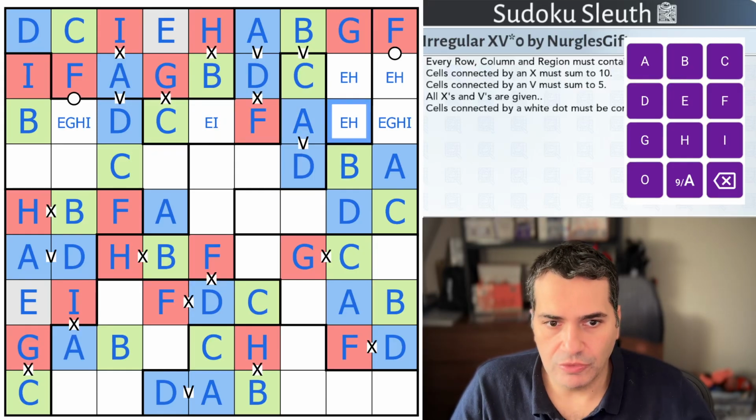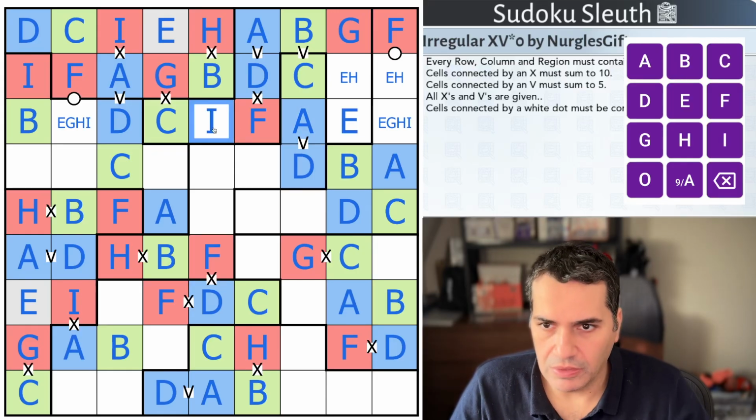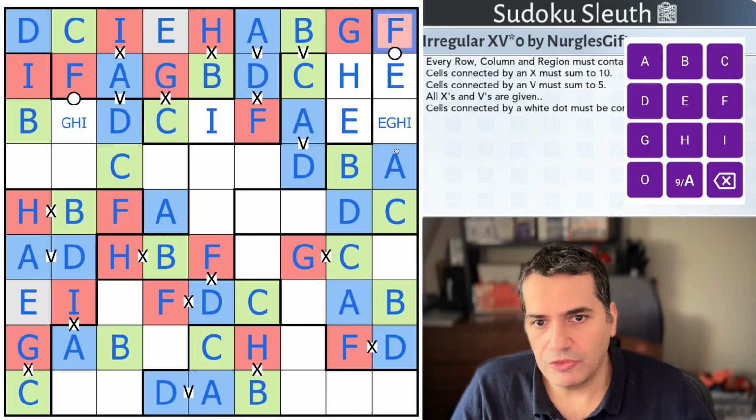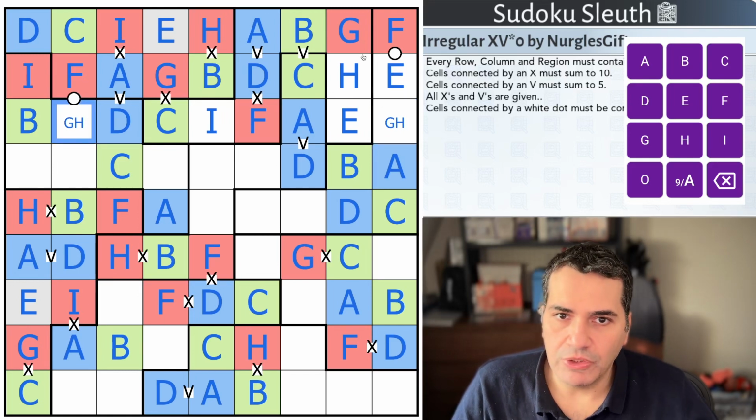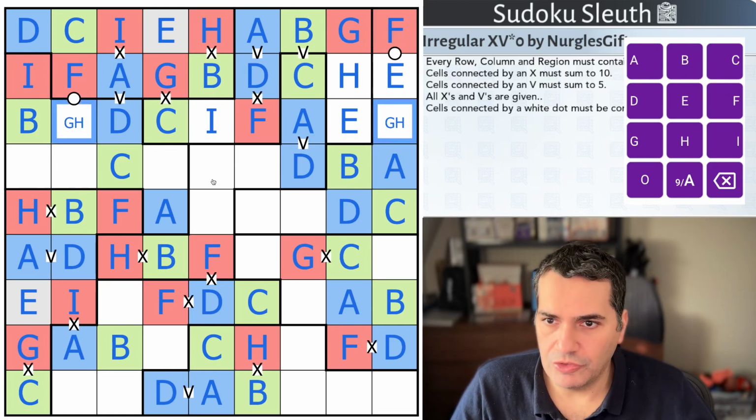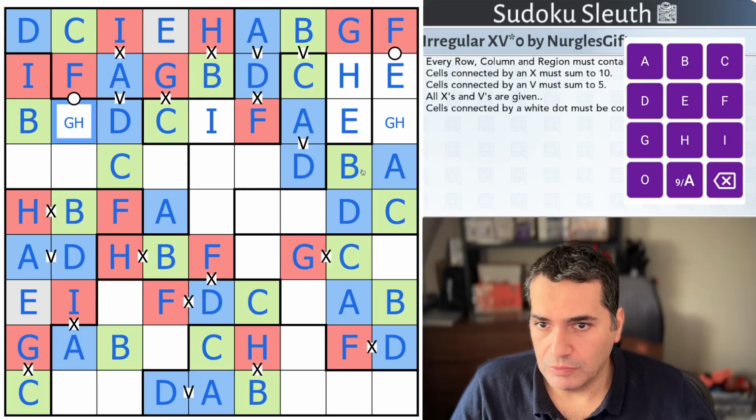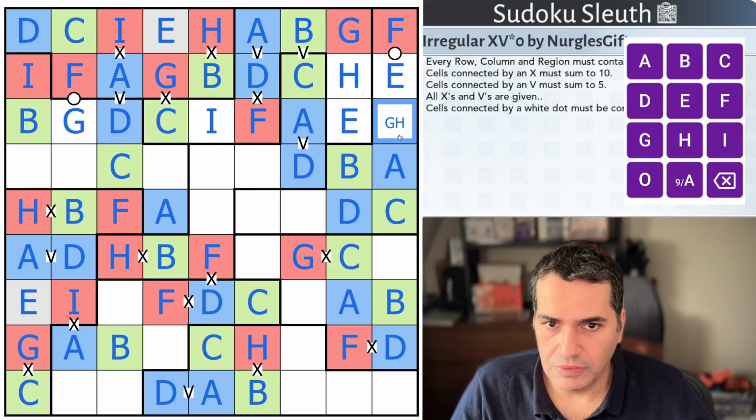No H next to B. So that's E. That's I. That's H. That's E. This is not E, so that's helpful. We know that F is 6, actually. So if we really want to, we can start substituting some things. And then we know that F is consecutive with G or H in here. And it can't be H next to the B, so that is G, H.